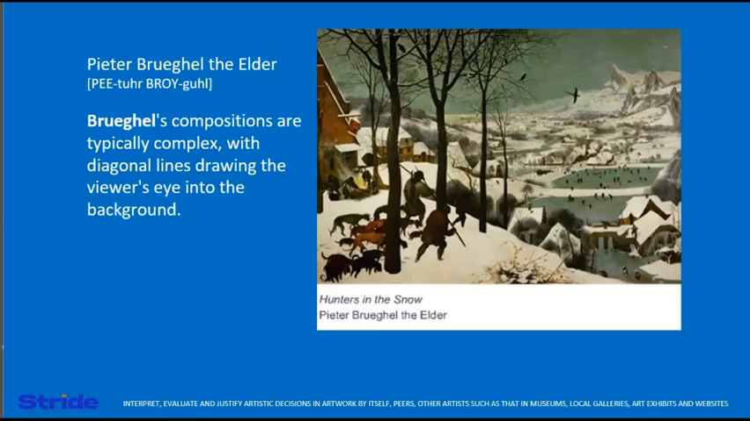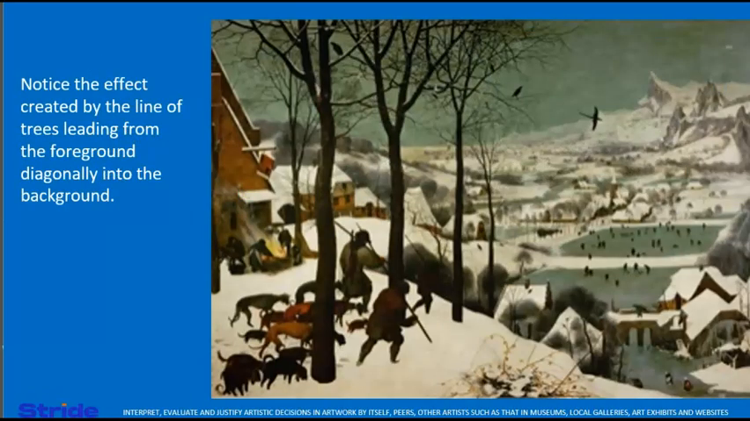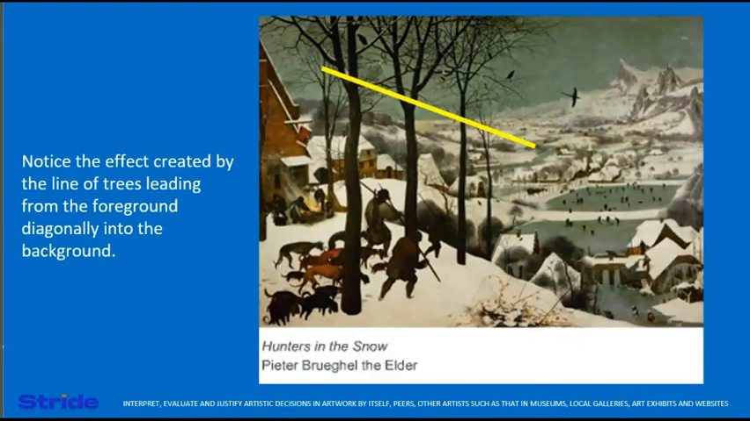Let's look at one more thing. This is a Bruegel, and the compositions are typically complex with diagonal lines drawing the viewer's eye into the background. Diagonal lines drawing your eye back this way. See that? It's done with the trees, it's done with the people. There's a word for this. Notice the effect created by the line of trees leading from the foreground directly into the background. I showed you with my cursor, but there it is again.